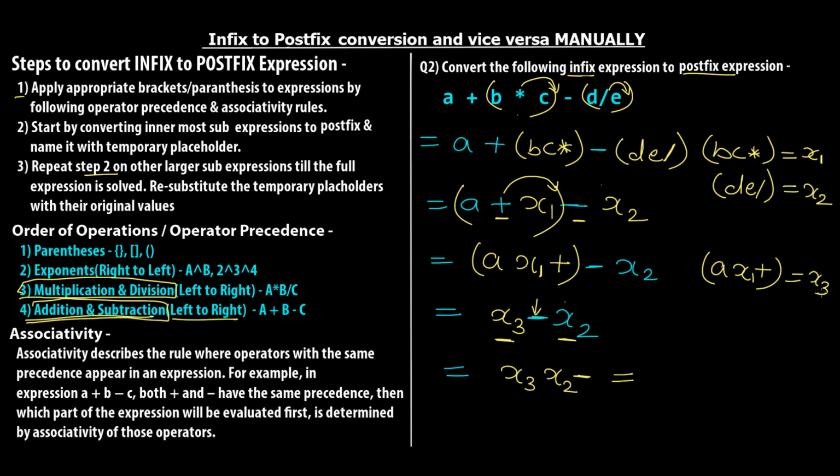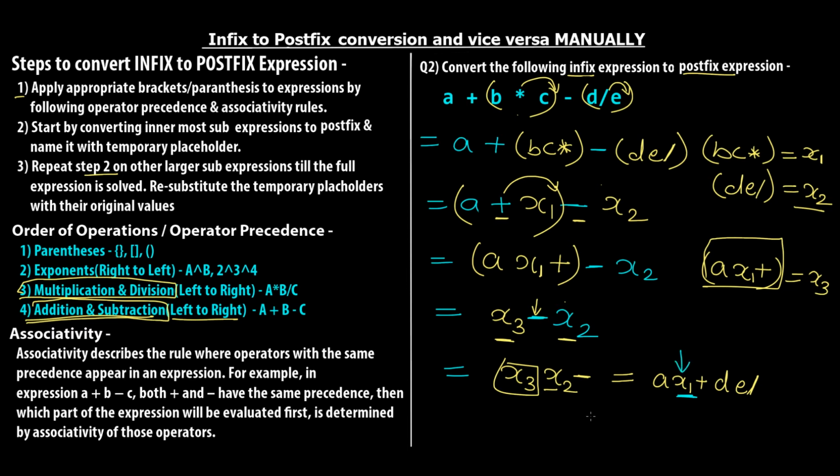What is x3 value? x3 is A x1 plus. So I have replaced x3 with A x1 plus. And what is x2? x2 is DE divided by. So I'll write DE divided by over here. Now this expression is still not resolved. We still have one more temporary variable x1. What is the value of x1? x1 is BC star. So let's replace BC star at this place.